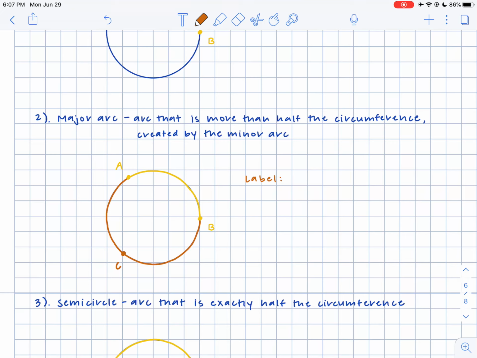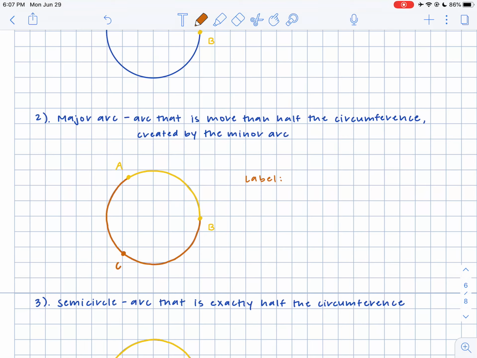Now, why do we say it's created by the minor arc? Well, do you see AB and the yellow part? That is the minor arc. And whatever is left over to cover the entire circle is called the major arc. So A, C, B, the orange part is the major arc. And you can see that is more than half the circumference, or more than half of the circle.